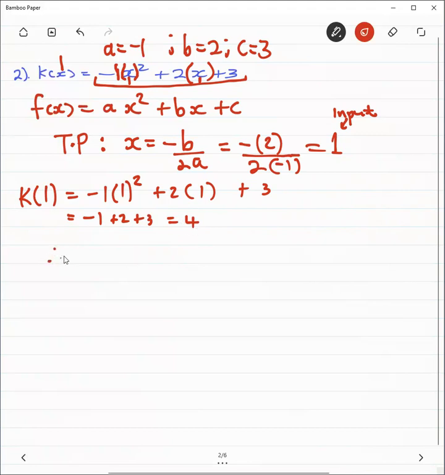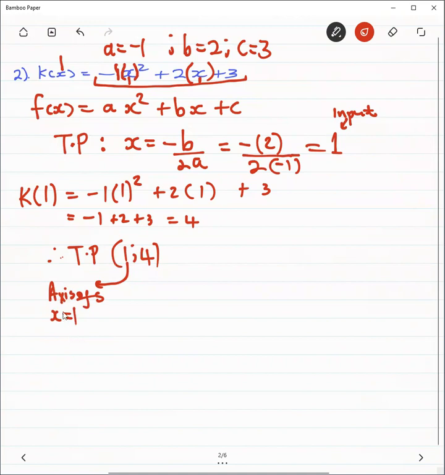Therefore, we have now obtained our turning point. So the TP, in this case, is going to be 1, which is the x, and then 4, which is the y. Then if we have our turning point, we know that this one is our axis of symmetry. So if they say the equation of the axis of symmetry, just say x equals to 1.